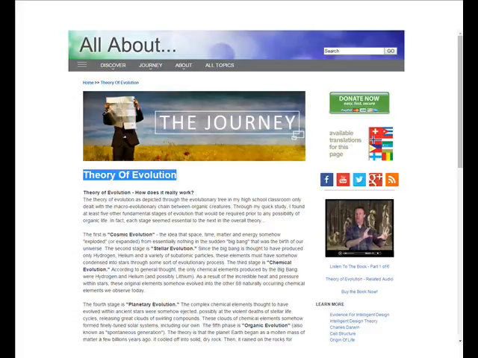The fifth phase is organic evolution, also known as spontaneous generation. The theory is that the planet Earth began as a molten mass of matter a few billion years ago. It cooled off into solid, dry rock. Then, it rained on the rocks for millions of years, forming great oceans. Eventually, this prebiotic rock soup, water plus rock, came alive and spawned the first self-replicating organic systems.